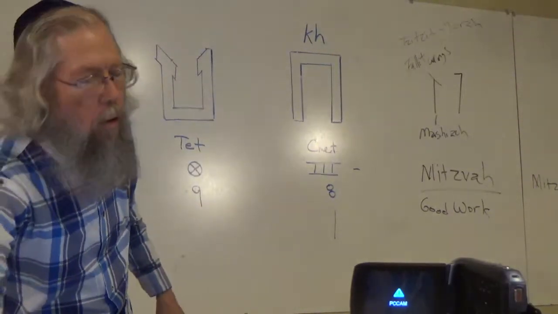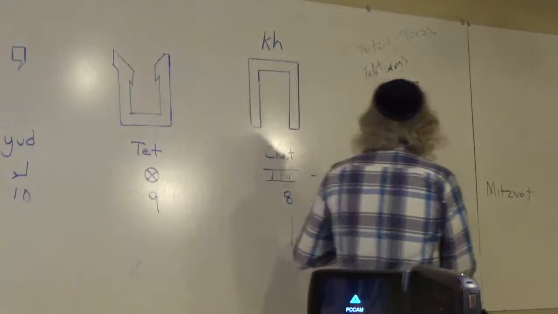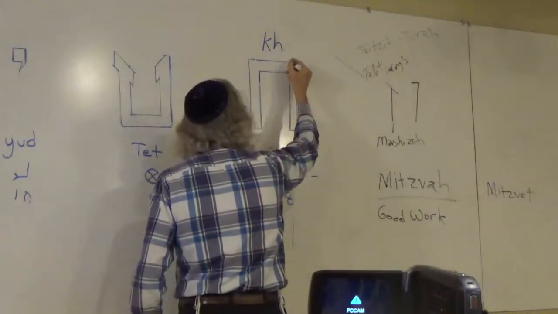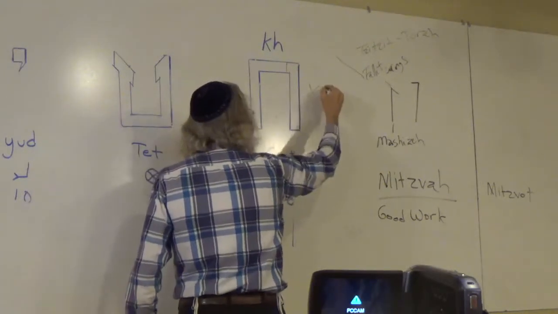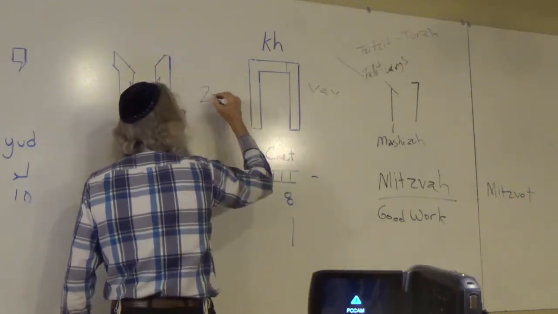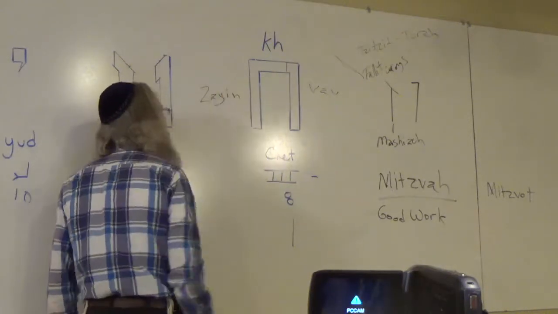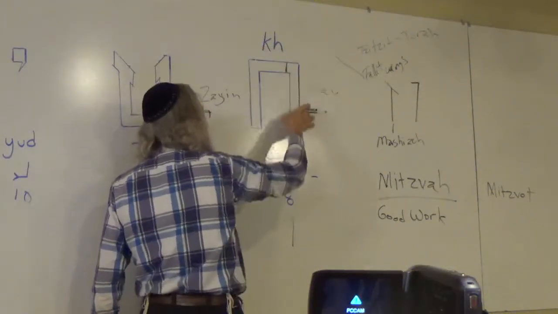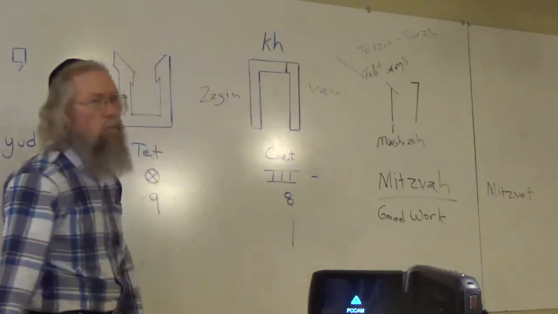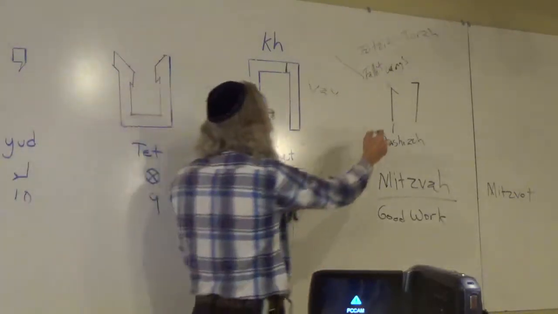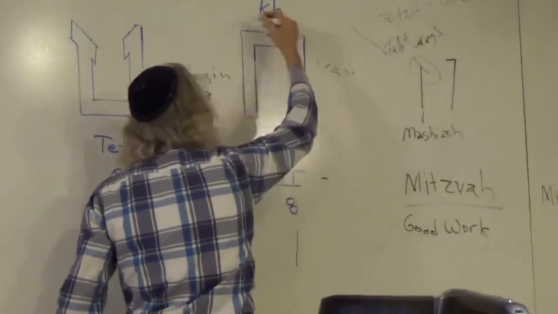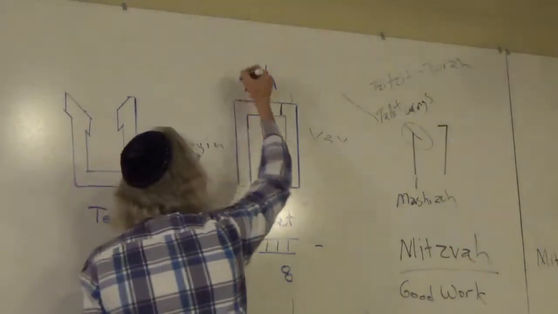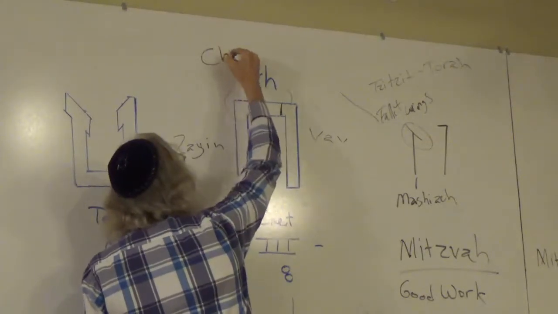So, where we were going with this, the talit, the wings, this is the vav, right here. This is the vav. This is the zayin. Remember, if I put this right here, this is the zayin, this is the vav, this is the zayin. This is the wing. This part here, that's this part here. This is his wing. And what does this make? It says chuppah.